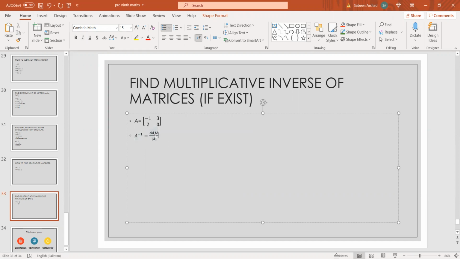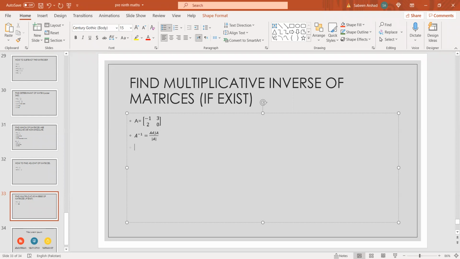For the multiplicative inverse, you should know how to take the adjoint of a matrix, how to find the determinant of a matrix, and you should also know what singularity and non-singularity of any matrix are. For these three terms, you can check my previous videos, and I will upload the link in the description of this video. Anyhow, let's find the adjoint of A, the adjoint of this matrix.